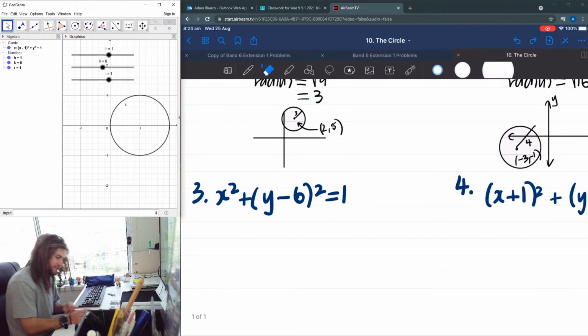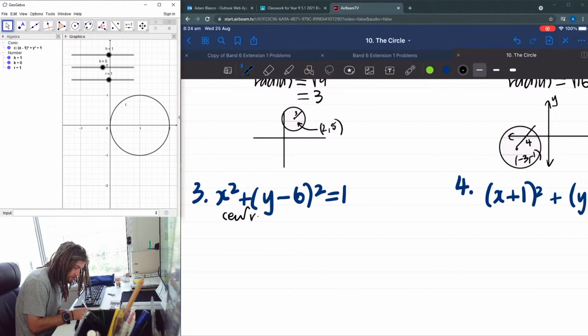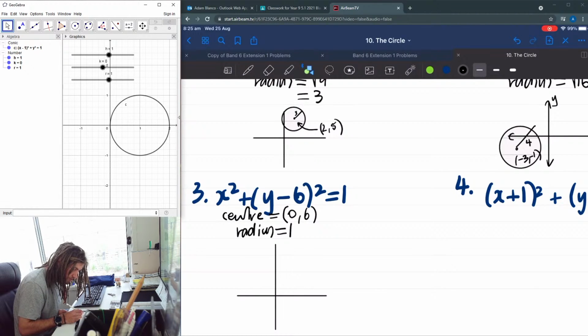Okay, ones like this are a little bit confusing, but they're not too bad. The center, you can see the x coordinate is just 0, and the y coordinate is 6. Now the radius is the square root of 1, which is just 1. So then if I draw a circle, I've got 0 on x, up 6, and radius 1. It's a bit like that. So that's telling me that the radius is 1, and that's the point 0, 6.